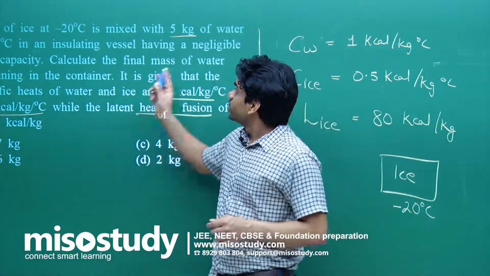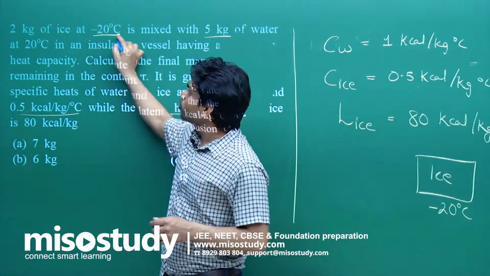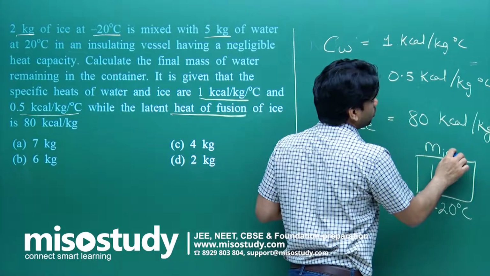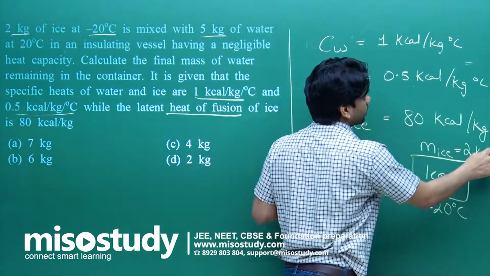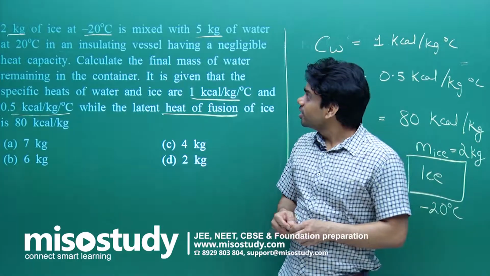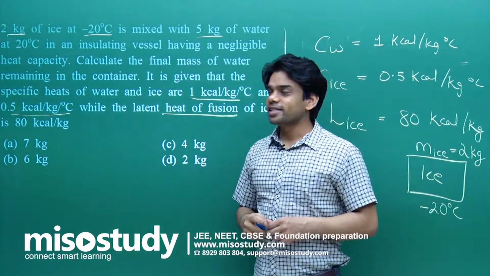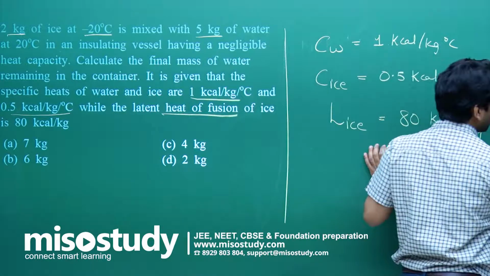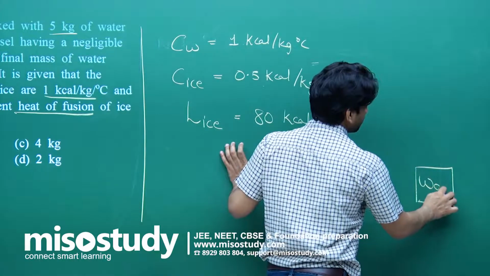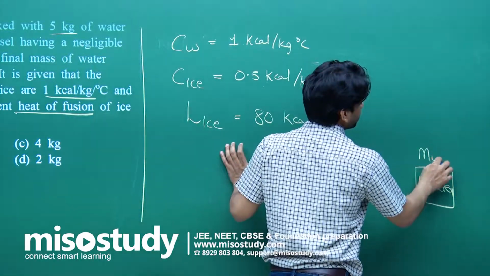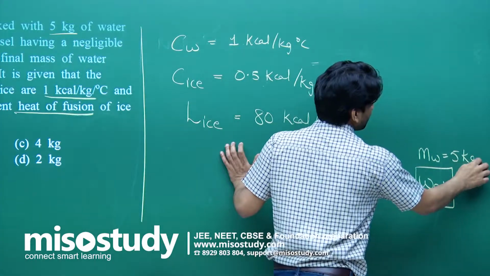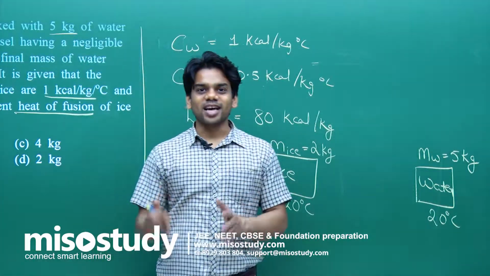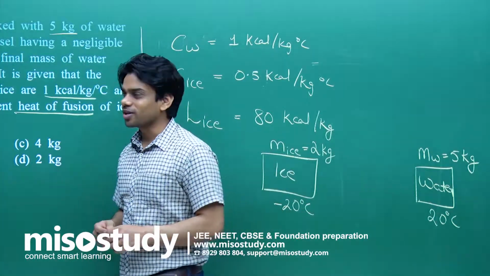You see this, having 2 kg of ice at minus 20 degrees Celsius. So we have been given the mass of ice as 2 kg initially. Now next thing you see is it is mixed with 5 kg of water at 20 degrees Celsius in an insulating vessel. The mass of water is given as 5 kg, and the temperature is 20 degrees Celsius. Both temperature magnitudes are the same, but signs are opposite, minus 20 for ice and plus 20 for water.